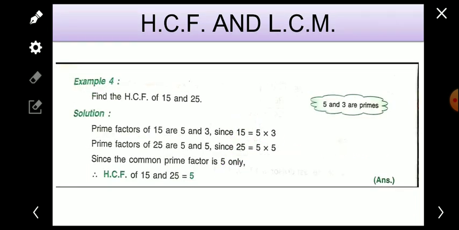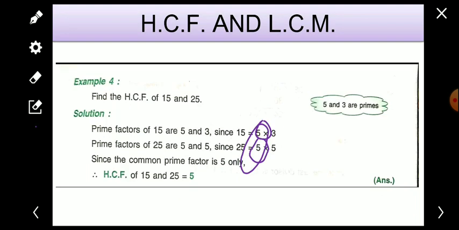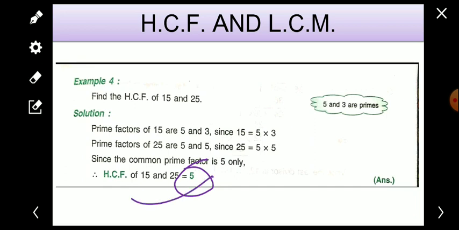Here we can see that 5 is the prime factor of 15 and 25 also. It means 5 is the common prime factor. So we have got the common prime factor, the second step is done. Now the third step is to multiply the prime factors obtained in step 2. Here we have got only one, so no need to multiply. That is the answer, that will be the HCF. If we get more than one common prime factor, then we will multiply them.